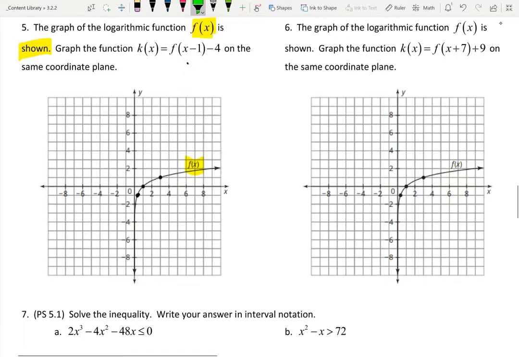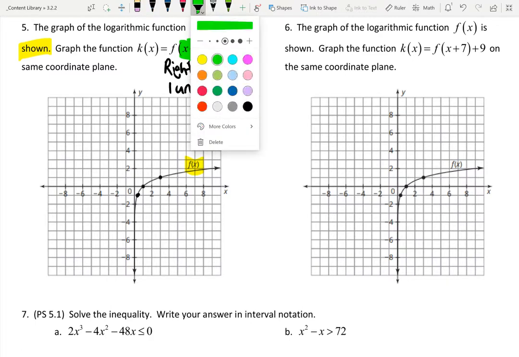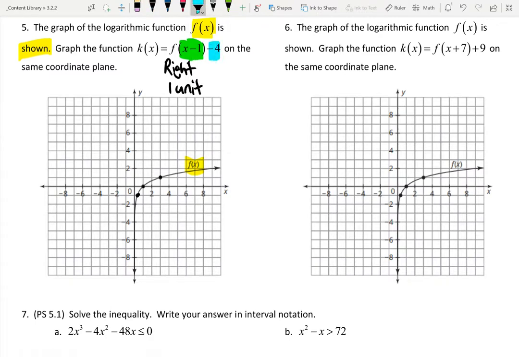Now, if you notice, x minus 1 is going to be communicating a specific shift. This is going to be a shift right 1 unit. When I look at the minus 4, since it's on the outside, when I subtract 4, this is going to represent a shift down 4 units. So basically, all I need to do is take this information and apply it to each coordinate.